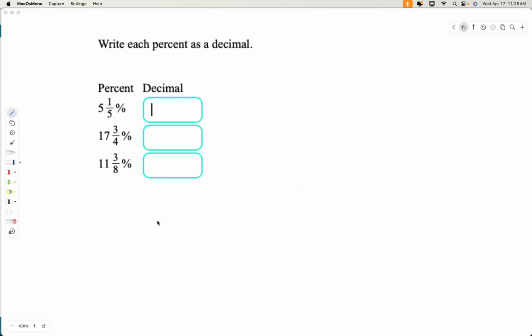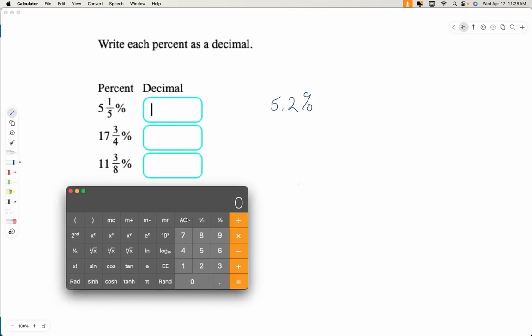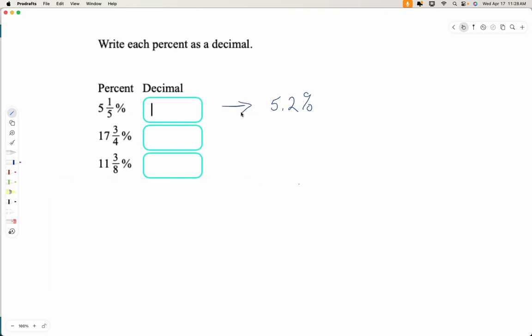All right, this one just says to write each percent as a decimal. This is not hard. You can do this. So all we have to do first is get rid of the fraction, right? So 5 1/5%. So 1 divided by 5, that would be 5.2%. Now the way I got that, I just went in here to my calculator and I said 1 divided by 5. That's 0.2. And then I put my 5 back in front of it. So that's 5.2%. Now I'm going to divide that by 100.